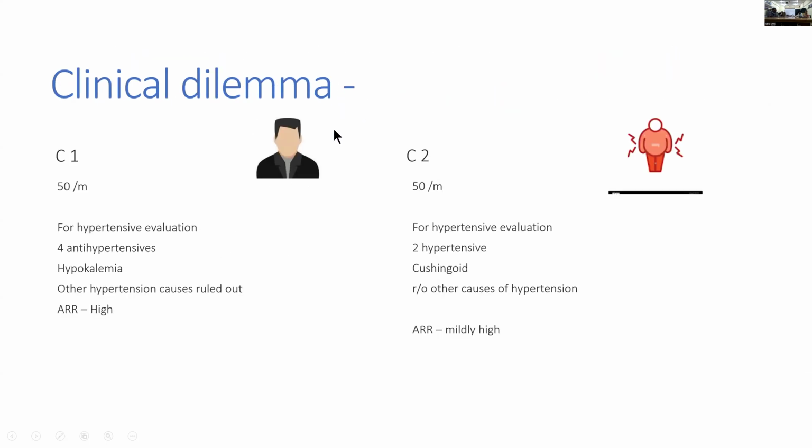So, coming to a clinical dilemma. We have two gentlemen, both of the same age and male. Looking at the first patient, your pre-test probability is quite high, let us say around 80%. The second patient already has an alternative diagnosis, Cushing syndrome, and the ARR is only mildly high. Your pre-test probability is quite low, maybe around 20, but for the sake of this, let's say it's around 40. So how do we proceed?